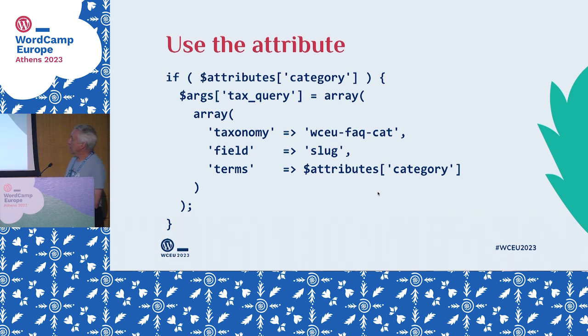let's use the attribute in render.php. So change the previous tax query with the hard-coded category to this, where you're using attributes category. All the attributes that you define in block.json are automatically available to you in render.php. So any attribute that you define in block.json, you can use in render.php. But what we're also doing here is checking, like we did in the shortcode function, if category exists first before we add the taxonomy query to the arguments that get passed to WP query.